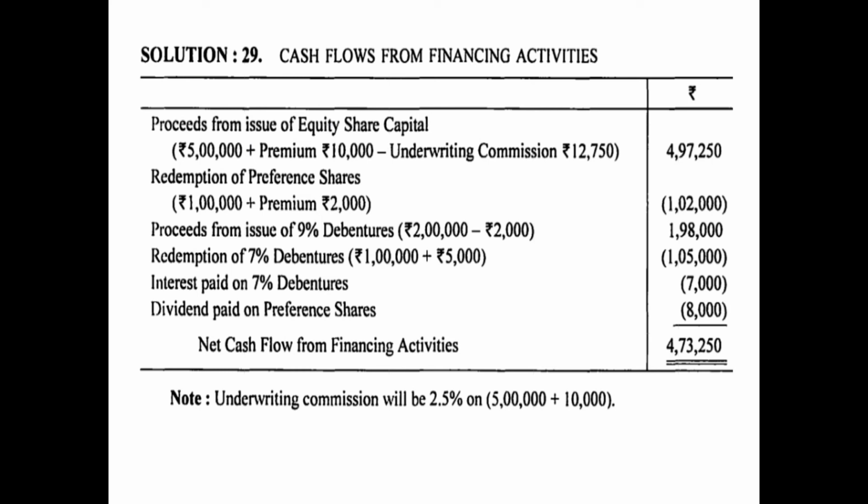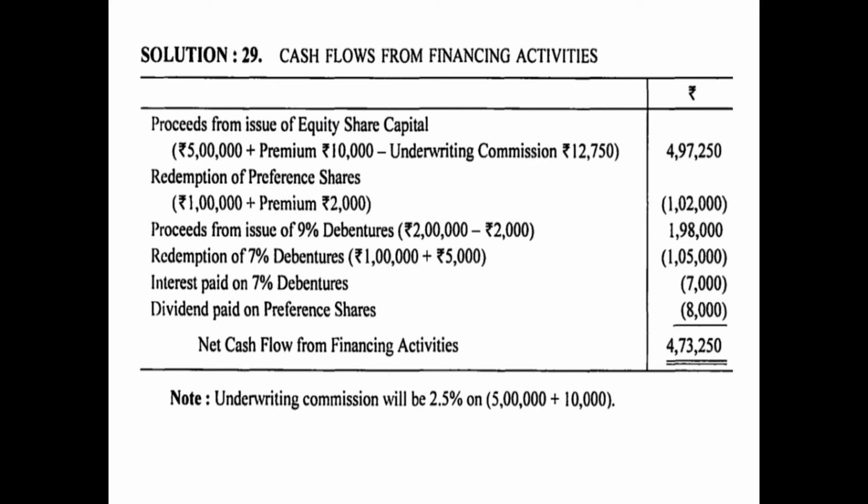The next one is redemption of 7% debentures. The face value debentures of 1 lakh have been redeemed at a premium of 5%. So that means they have been repaid at 1 lakh plus 5% of 1 lakh, which is 5,000. That means 1,05,000 is being paid, and since the debentures are being redeemed or repaid, it is a cash outflow, and therefore it is deducted under the cash flow from financing activity. Then interest paid on debentures and dividend paid on preference shares is also a cash outflow, and therefore these are also deducted under the cash flow from financing activity.